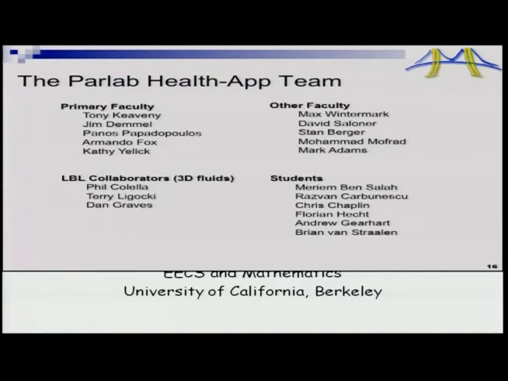So it's been going on for about 2 years. We're getting close to actually analyzing some patients. We're hoping to do that in the fall. And next year at the boot camp, I should have some clinical data to share with you.